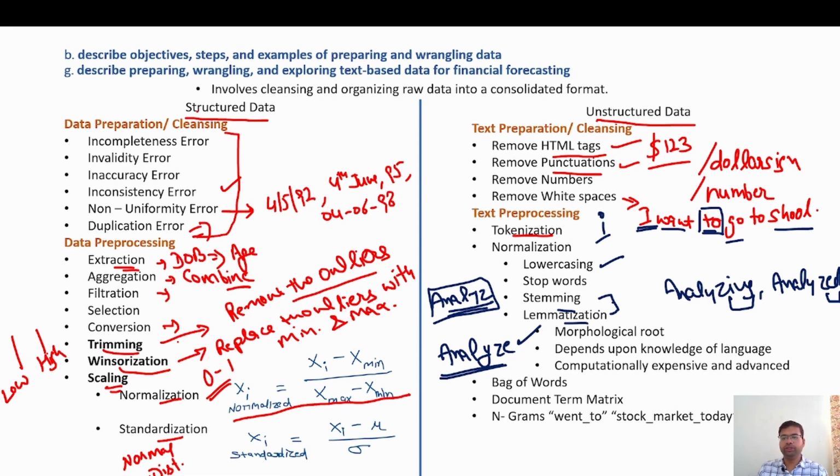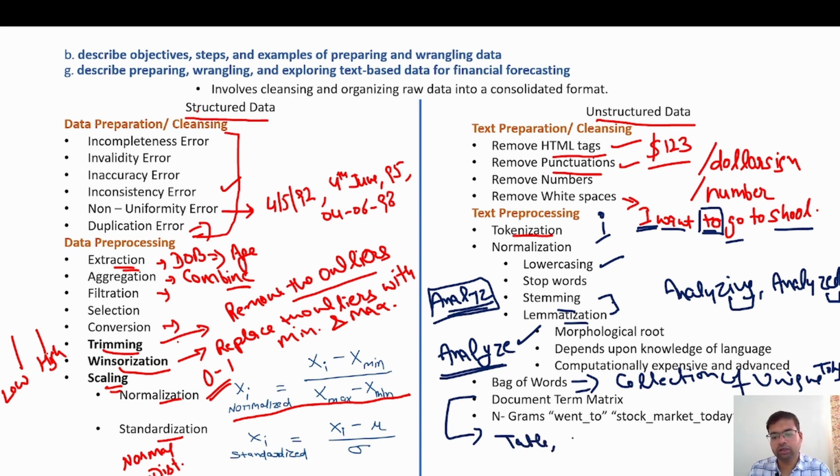After you perform these operations, you get a bag of words. A bag of words is a collection of unique tokens. The document term matrix is a table where the rows represent the particular tokens and the columns represent how many times that token is present, the frequency.